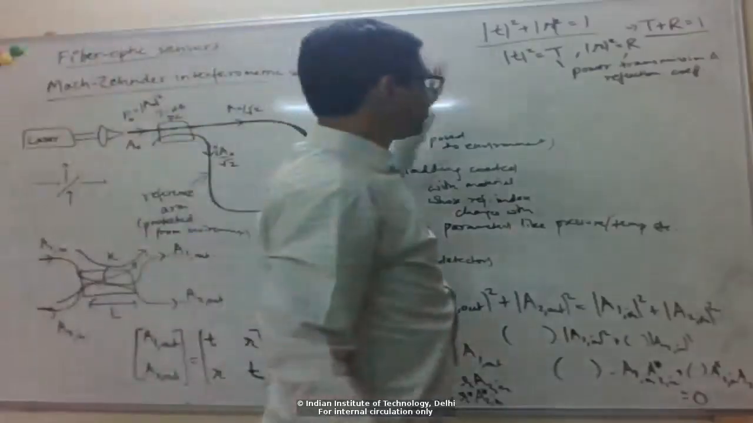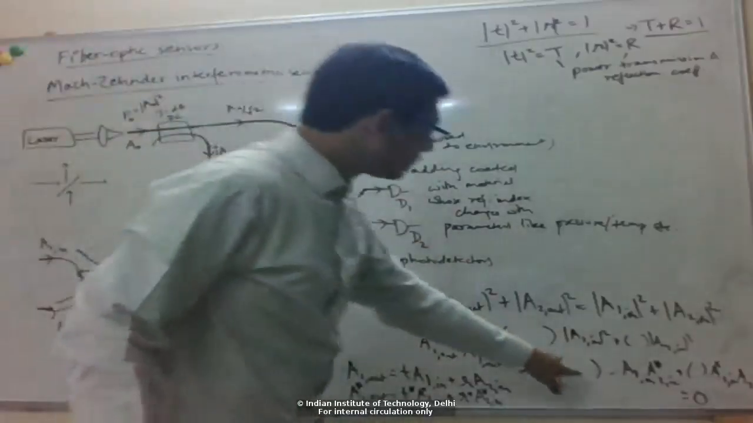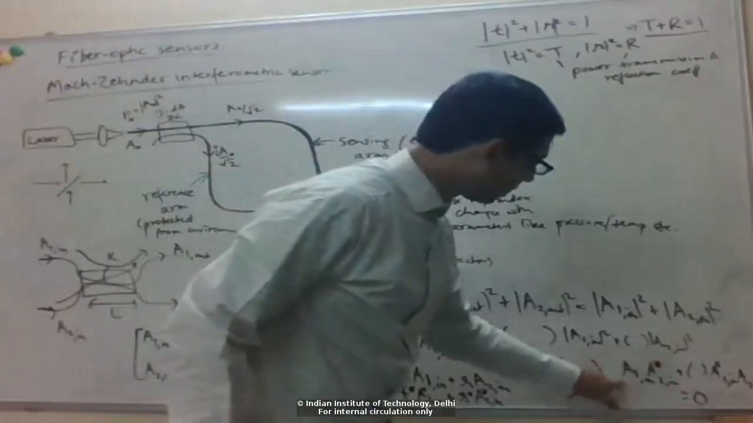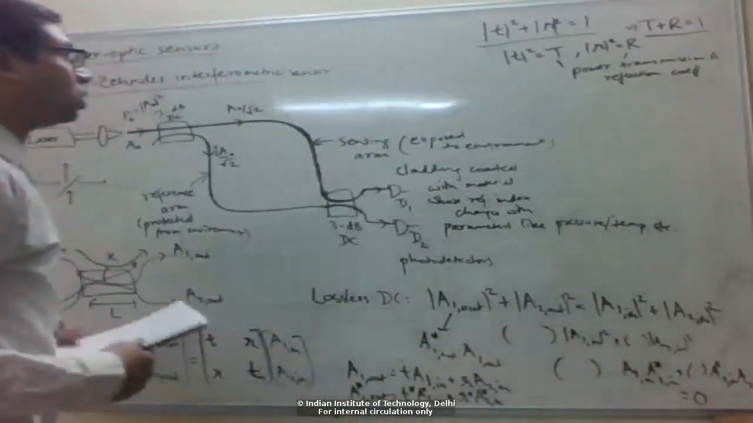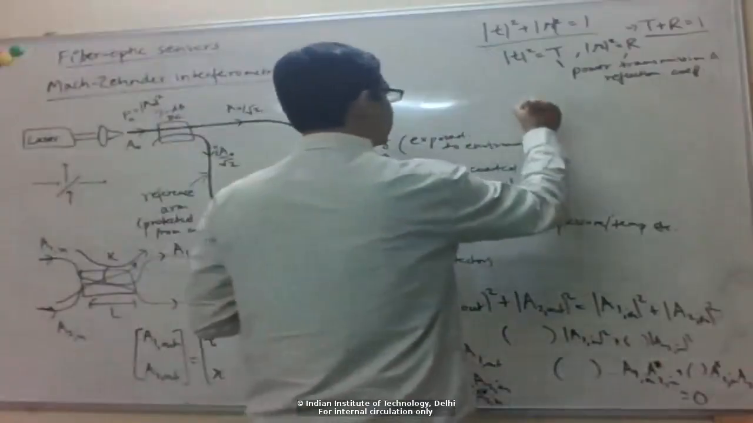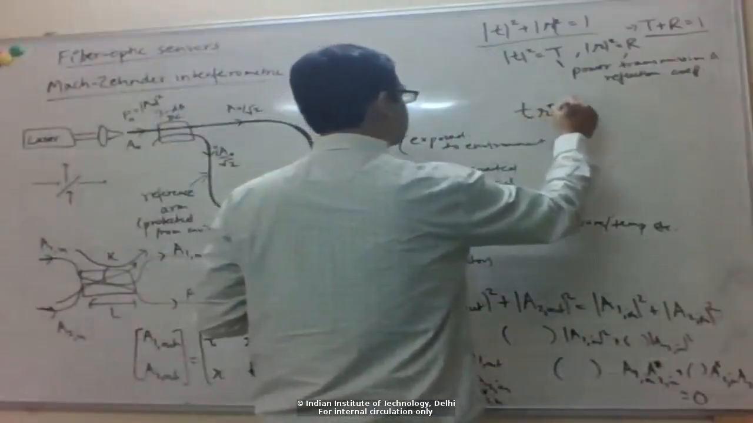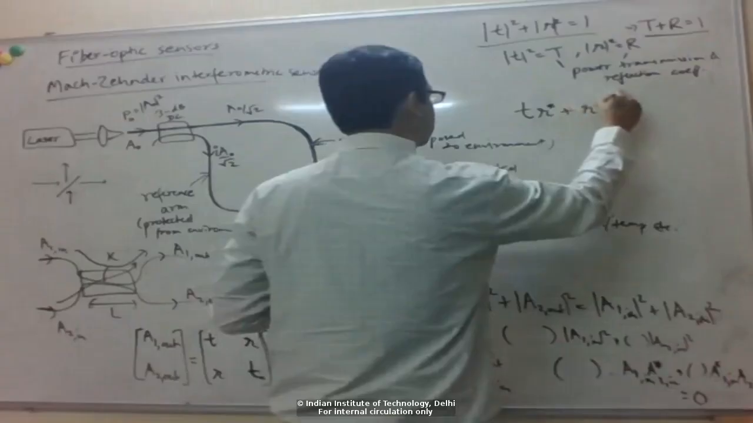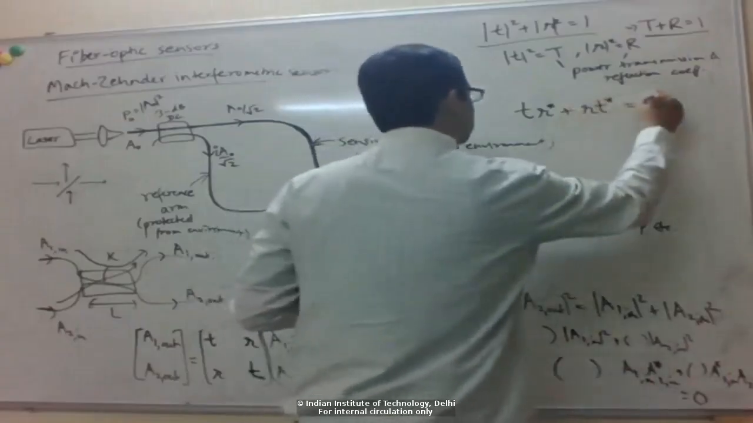But apart from this obvious condition, you get another condition from the coefficient of the cross term, A1 A2. From that second coefficient, what you get is that T times R conjugate plus R times T conjugate should be equal to 0.